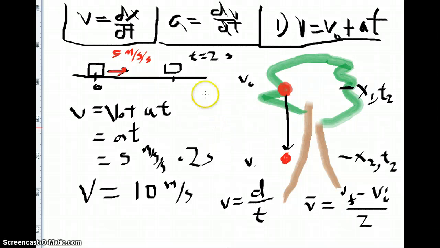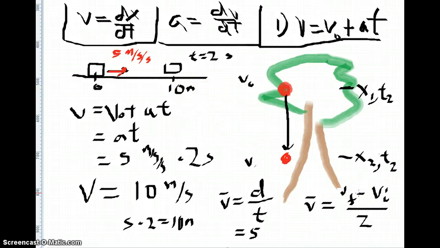At one time point, at the end, it was 10 meters per second. At the beginning, it was 0 meters per second. So the average velocity is equal to 5 meters per second. That means that 5 meters per second times 2 seconds is going to be 10 meters traveled. So I can go ahead and fill that in here as position 2 is at 10 meters.